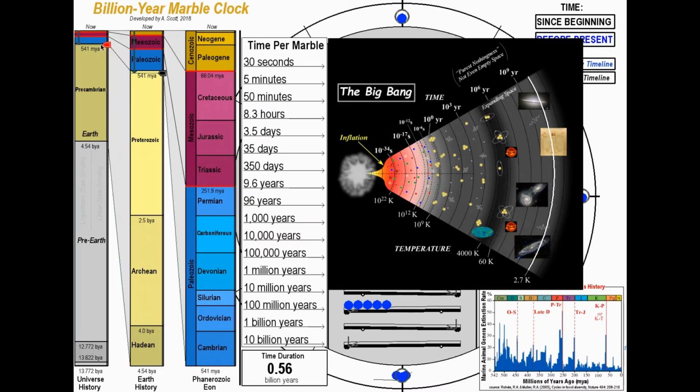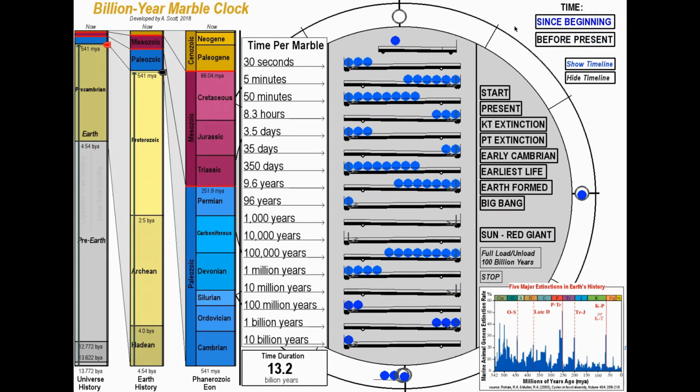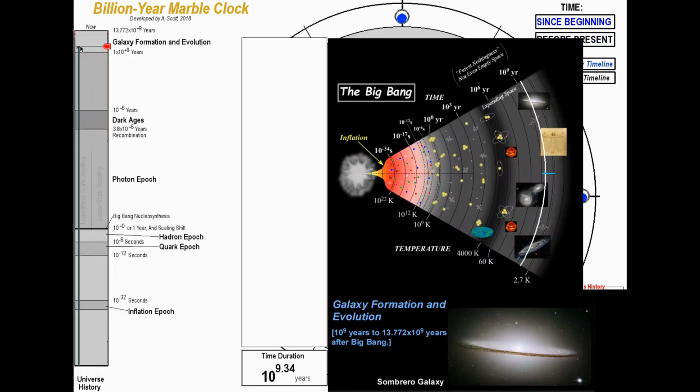By scrolling on the left side of the Universe History Timeline, we'll call up a vertical logarithmic scale showing important stages in the evolution of the universe.